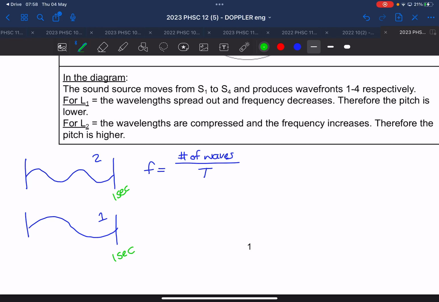Second. Then if we look at the frequency for the first wave, it would be 2 over 1, because there are 2 waves in 1 second. So that is 2, and the unit for frequency is hertz. Hertz. Right?